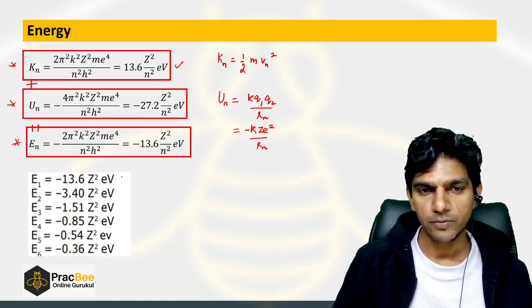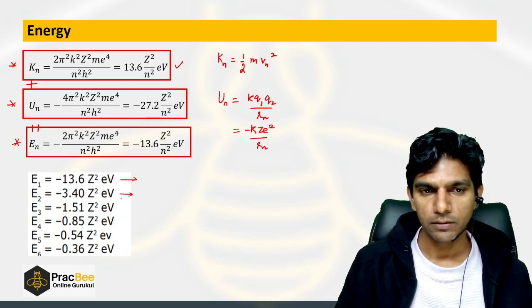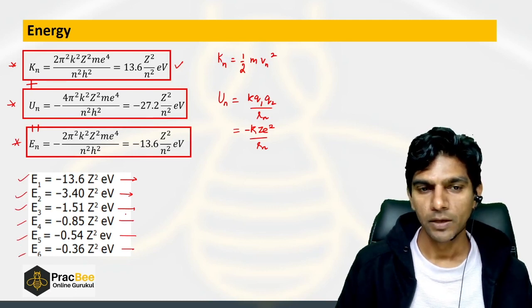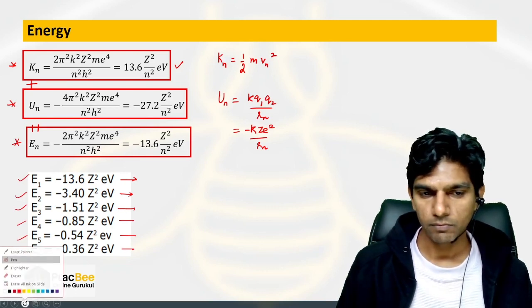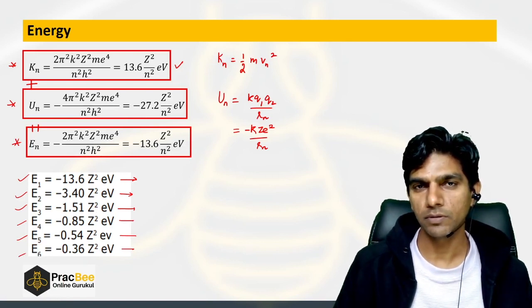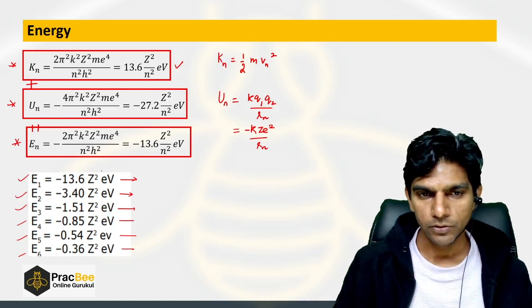If we substitute n equals 1 in the mechanical energy, we'll get minus 13.6 Z square. For 2, we'll get minus 3.4. For 3, minus 1.5, then minus 0.85, minus 0.54 and minus 0.36. This is the energy of the first, second, third, fourth, fifth, and sixth orbit. Sometimes in a question, if you know the difference of two energy levels, your time to solve the question will decrease. So do remember these values.